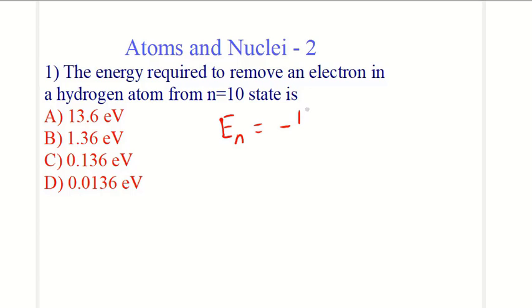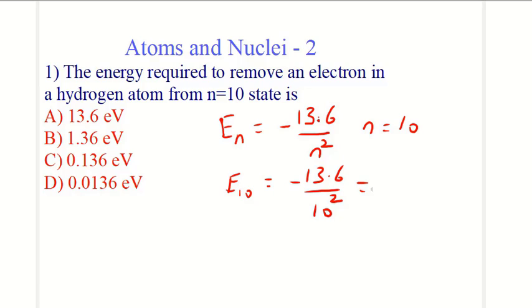The energy possessed by an electron in the nth orbit is given by this relation: minus 13.6 by n square. In our case n is equal to 10, so we find E10. So E10 is minus 13.6 divided by 10 square, which is actually 100. So what we have is minus 13.6 divided by 100. If we divide 13.6 by 100, what we get is minus 0.0136. Now this is of course in terms of electron volt.